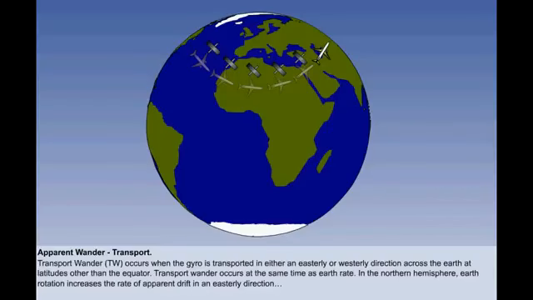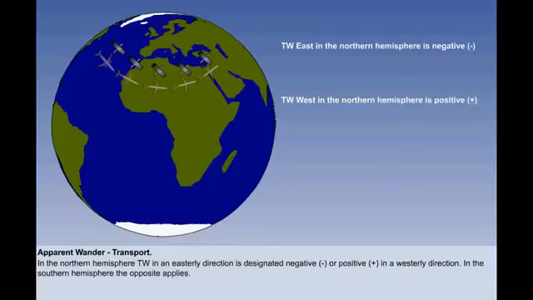While Earth rotation will reduce the rate of apparent drift due to transport wonder in a westerly direction, because the Earth and the aircraft are moving in opposing directions. Transport wonder in an easterly direction in the northern hemisphere is designated negative, and mathematically it is given a minus sign. Transport wonder in a westerly direction in the northern hemisphere is designated positive, and is given a plus sign. In the southern hemisphere, the opposite rules will apply.